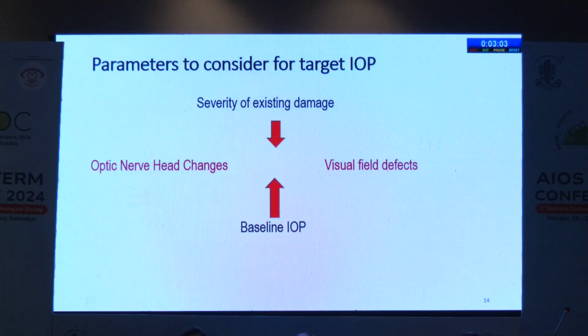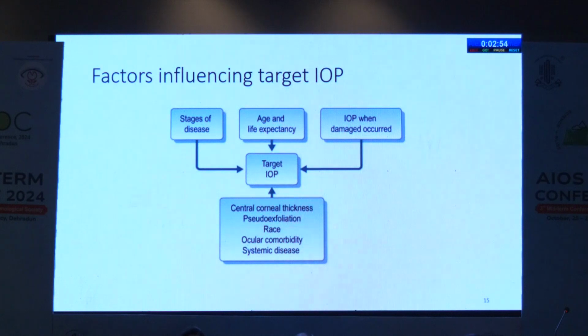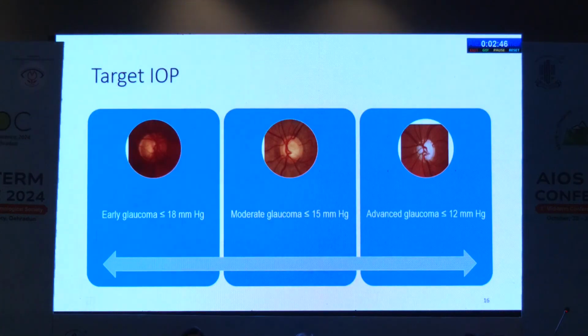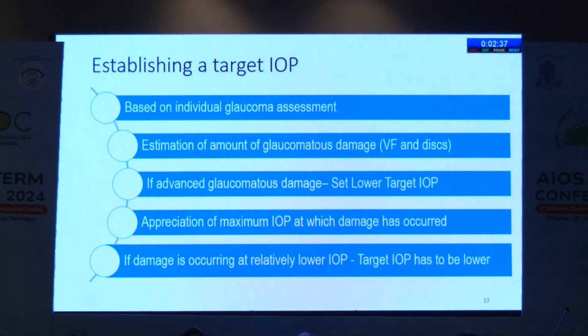You need to consider how much existing damage there is, based on your assessment of the optic nerve head and your visual field defects, the baseline intraocular pressure, and other factors like central corneal thickness and ocular and systemic comorbidities. As a rough guide, for cases with advanced glaucoma, less than 12 millimeters would be recommended. You establish your target IOP based on your individual glaucoma assessment, looking at the discs and the corresponding visual fields, and if there is already glaucomatous damage, you need to set lower target IOPs.